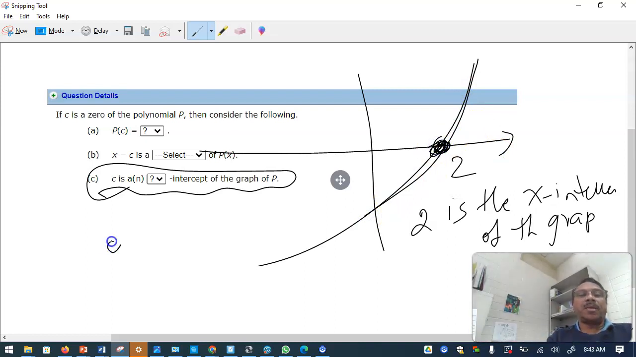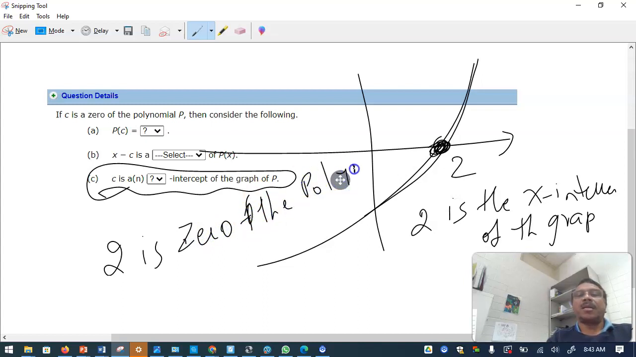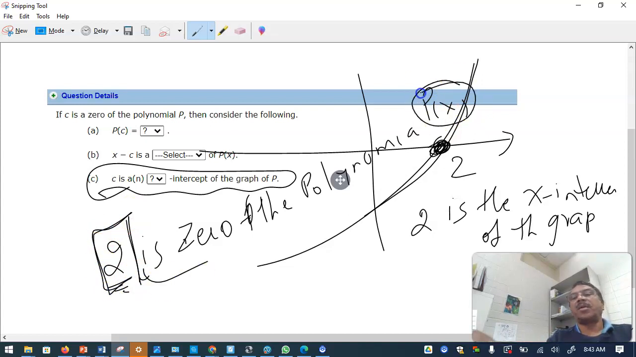But 2 is also called a zero of the polynomial P(x). So that's the difference between the two ways to describe it: 2 is a zero of the polynomial, and 2 is the x-intercept of the graph of the polynomial. So this is the understanding of the value. So let's go to the next.